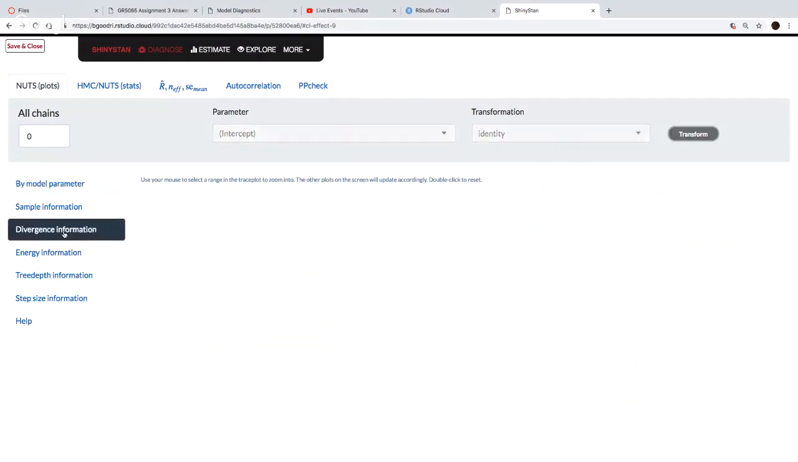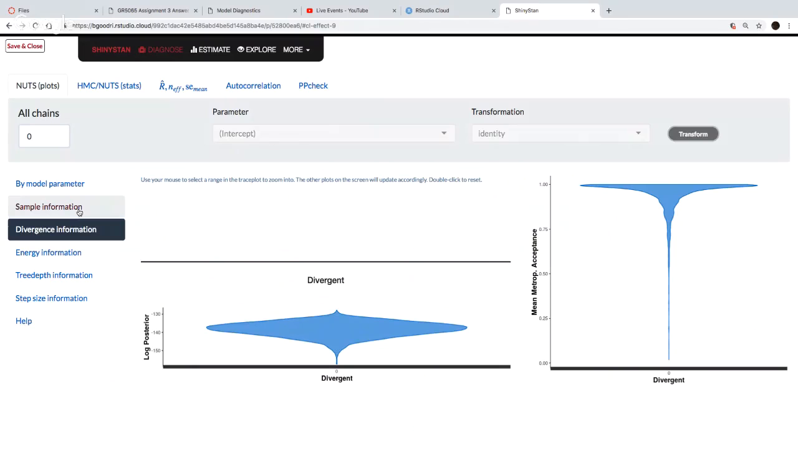What's more relevant in Stan is if you click on the thing for divergence information, it'll tell you some stuff about that. This one only had one divergence, so these plots aren't too useful. But if there were more divergences, you would maybe be able to tell something about the pattern as to what part of the parameter space they tend to occur in.